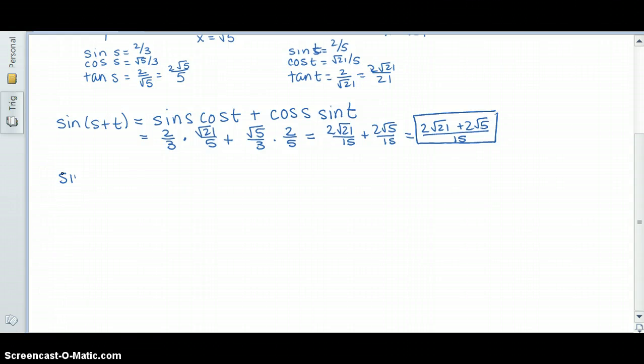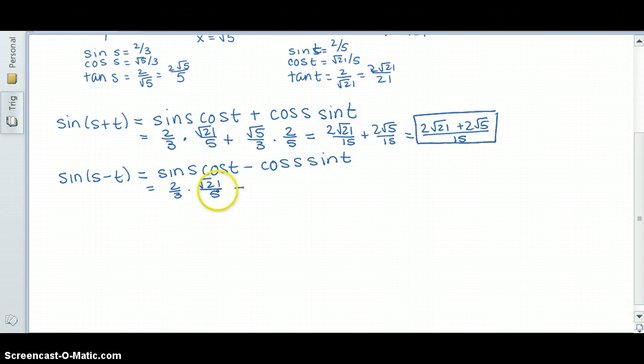The sine of s minus t is sine of s cosine t minus cosine s sine t. So all of the values are the same. The only difference is that we have a minus sign in between our two terms. And so our final answer then is going to be 2 root 21 minus 2 root 5 all over 15.